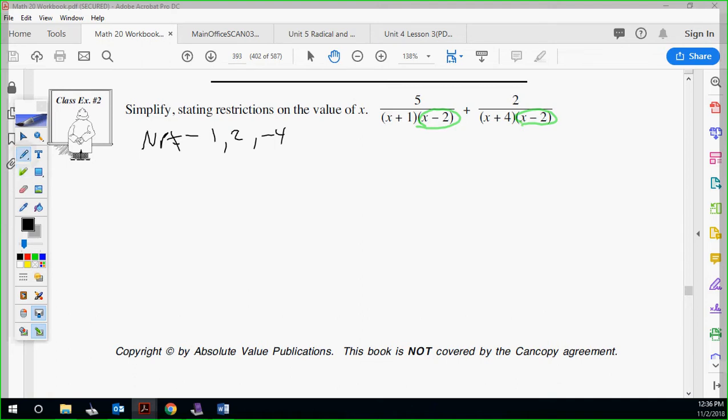So the right one needs a what? Right, it needs x plus 1, and the left needs an x plus 4. And so you can see now we're good. We're common.